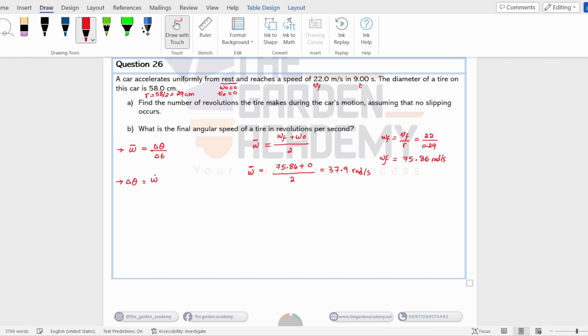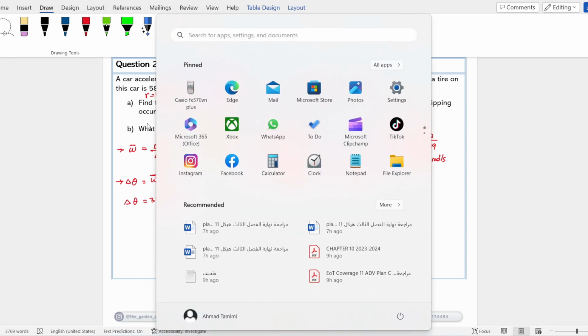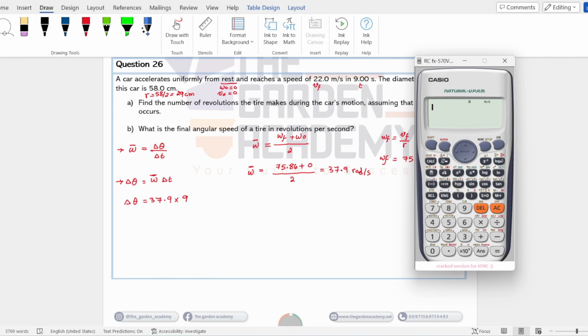Then let's go back to this equation here, and we say now delta theta is equal to omega bar multiplied by delta t. So delta theta will be equal to 37.9 times 9 seconds. Let's use the calculator. 37.9 times 9 gives us 341.1 radians, and this is the answer.